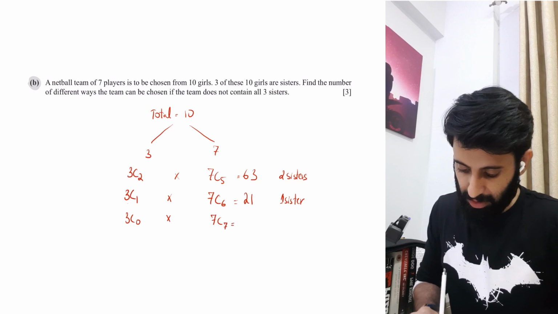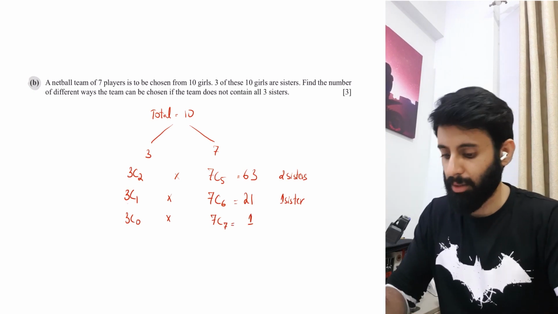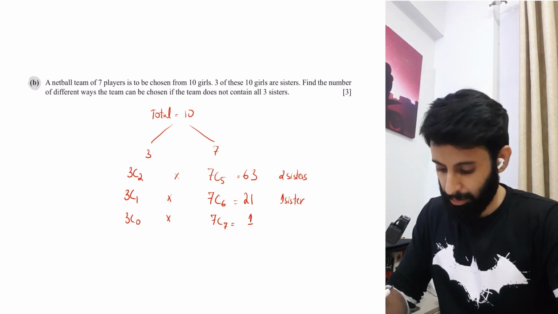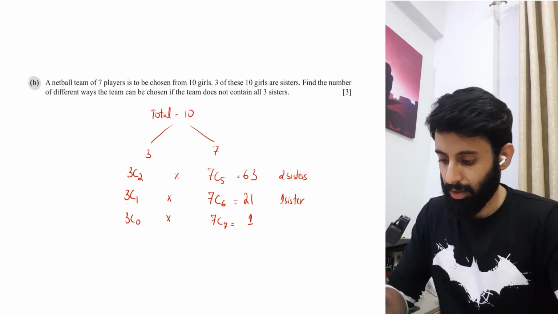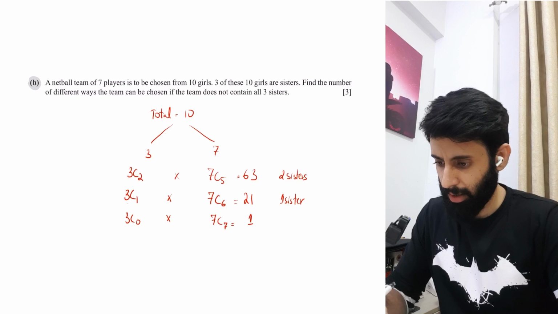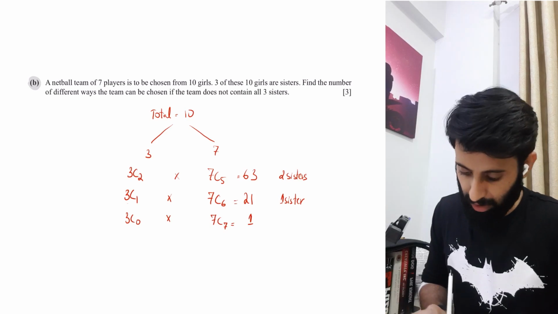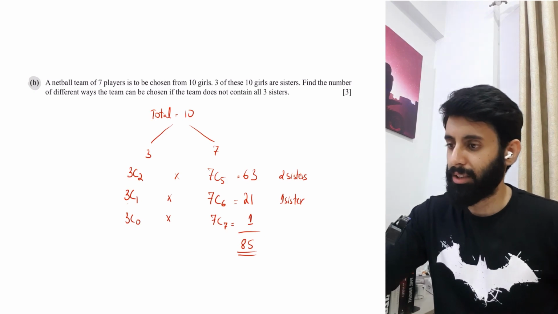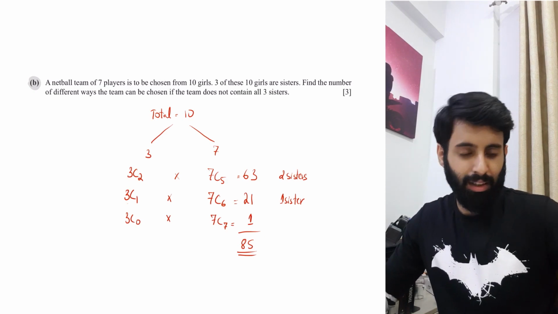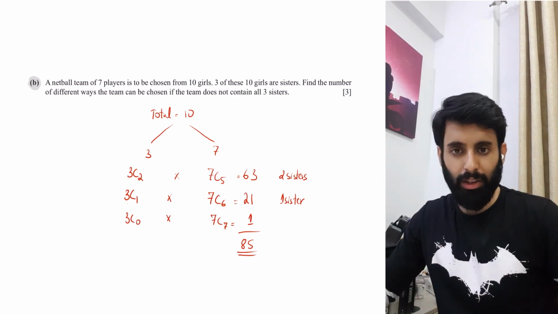So that means 7C7, which is basically equal to 1. Summing this up, 1 plus 21 plus 63 gives us 85, and that is the correct answer. Just to give you a quick summary, whenever the question says none of the 3, that means you just need to exclude all of them.